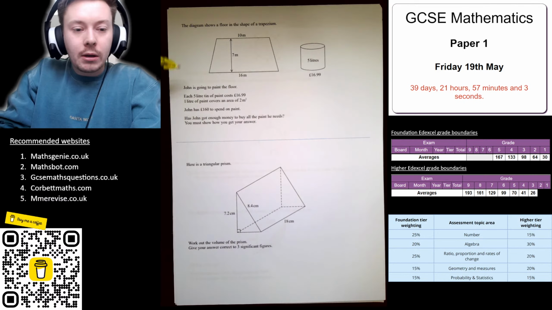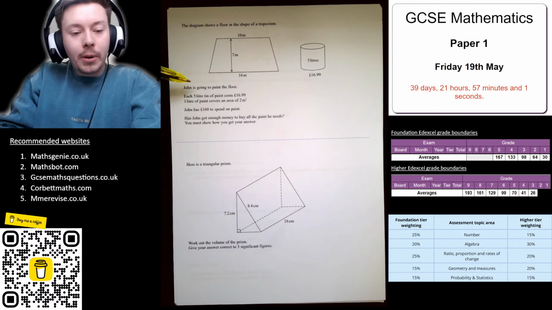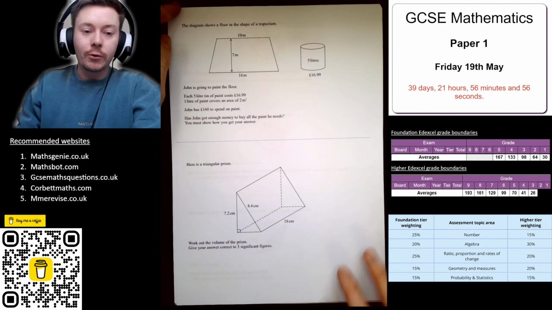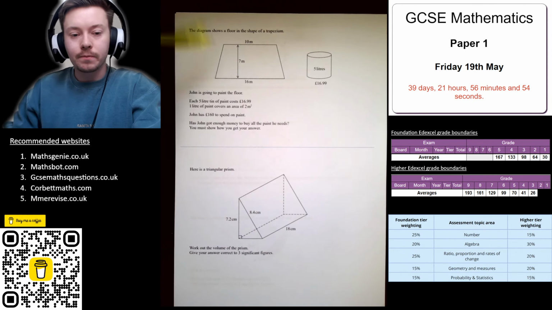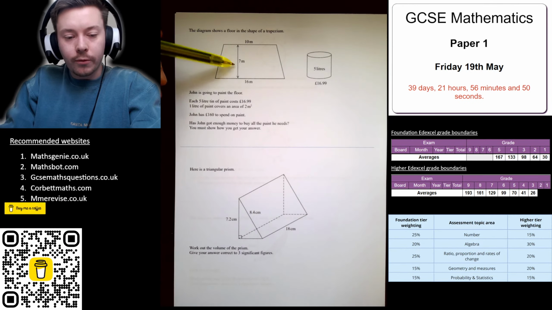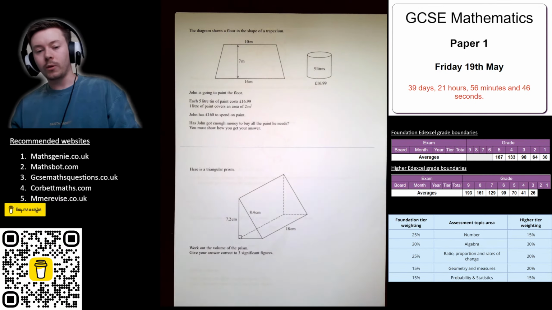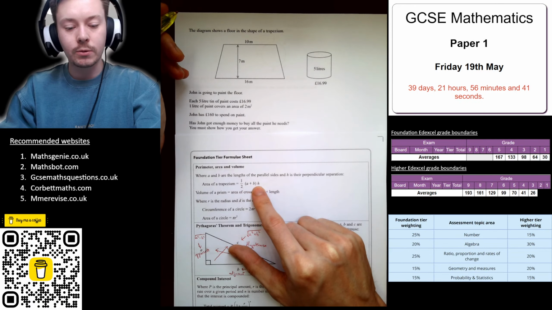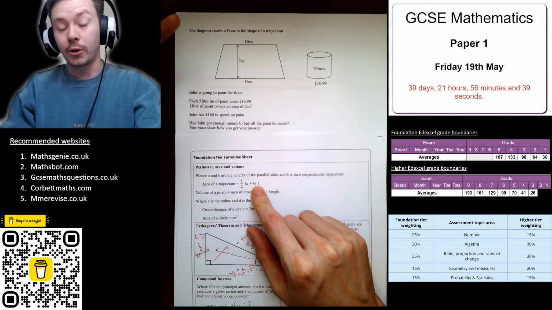Right, John is going to paint the floor. Sorry, I should read the start of the question, always do that. The diagram shows a floor in the shape of a trapezium. John is going to paint the floor. First thing I'm going to do before I read the rest of this question is work out the area of this trapezium. So I can use my formula sheet. Area of a trapezium is half of a plus b, times by the height h.